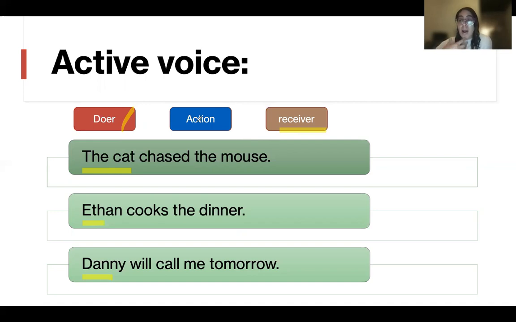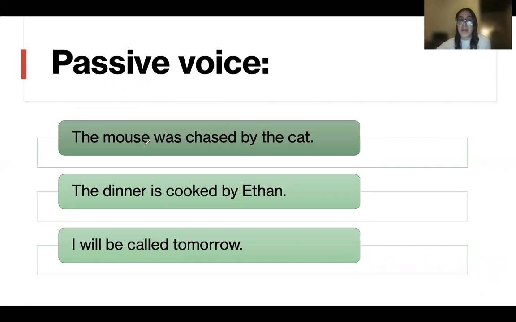So this is one way to express this idea. But we also have another way to express the same idea. For example, the passive voice. The mouse was chased by the cat. In this case, we are more focused on the receiver instead of the doer of the action. So for that reason, when we are talking about passive voice, we can mention the doer of the action if it's necessary. If it's not necessary, it doesn't matter.